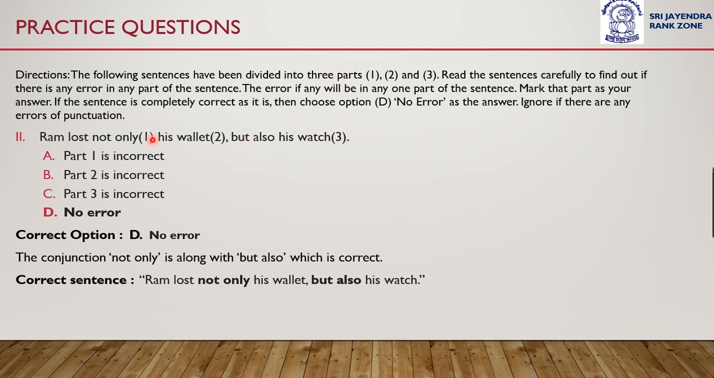So the correct answer for this question would be no error. Why? Because with not only they have used but also. Both these are correlative conjunctions and they have used them correctly. Therefore, this is a correct sentence and there is no error. Ram lost not only his wallet but also his watch is a correct sentence. Okay.